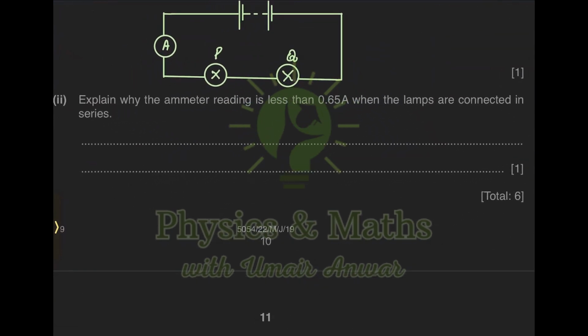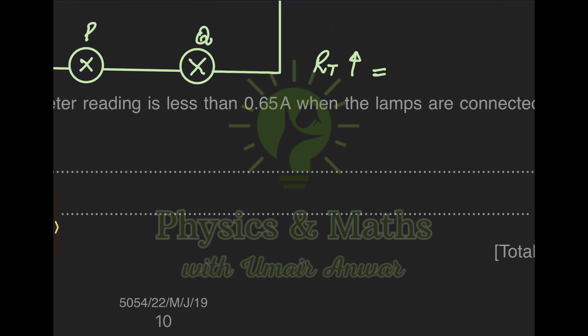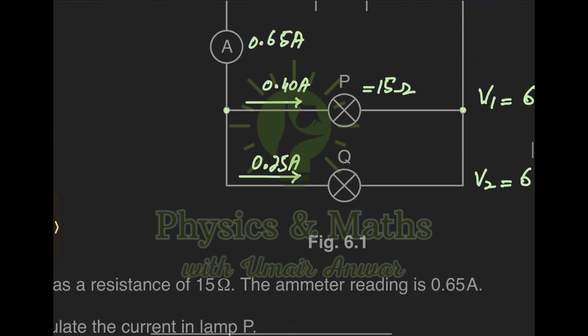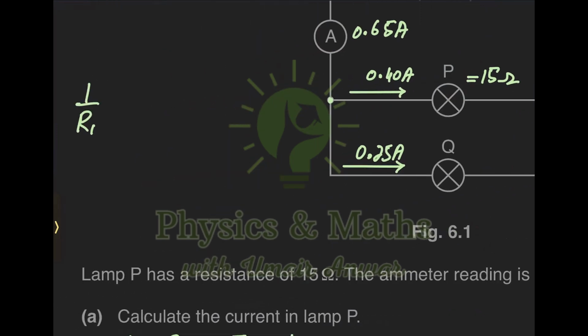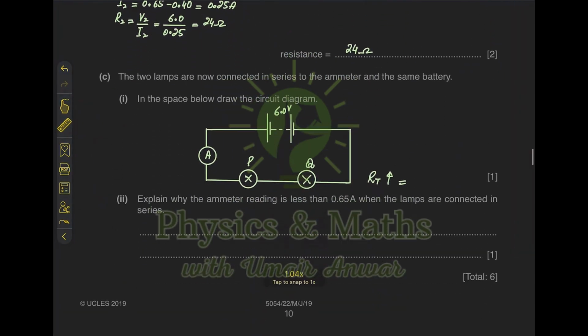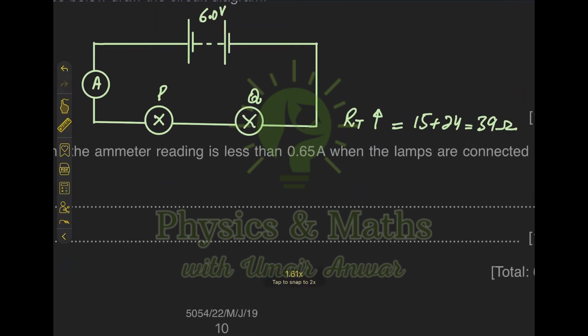Explain why the ammeter reading is less than 0.65 amperes when the lamps are connected in series. So the obvious reason is when the lamps are connected in series, the total resistance being offered by the lamps is going to be much higher than the total resistance which was being offered when they were connected in parallel. When the lamps were connected in parallel, their total resistance, from the sum of the reciprocals, 1 upon 15 and 1 upon 24, was 9.2 ohms, and when the two are connected in series, the total resistance has increased to 39 ohms.